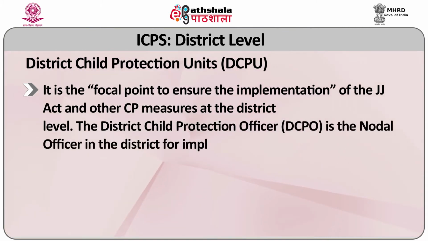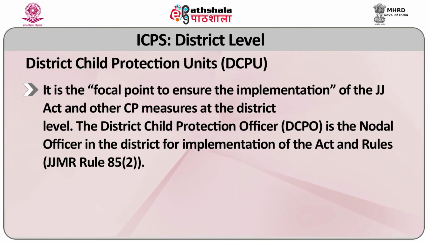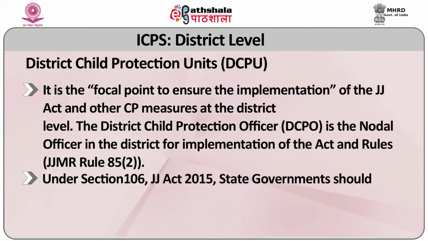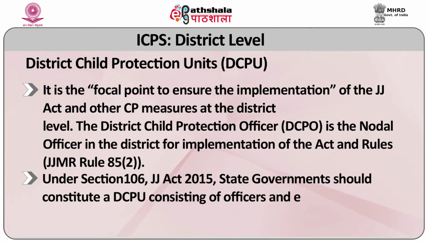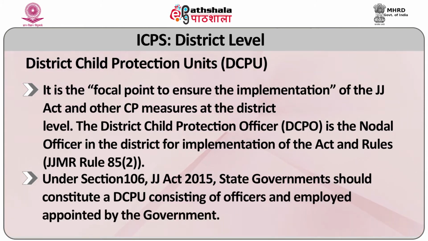The District Child Protection Officer is the nodal officer in the district for implementation of the JJ Act and the rules. Under Section 106 of the JJ Act 2015, state governments should constitute a district child protection unit consisting of officers and employees appointed by the government to take up matters relating to children with the view to ensure the implementation of this Act, including the establishment and maintenance of institutions under this Act, notification of competent authorities in relation to the children and their rehabilitation, and coordination with various official and non-official agencies concerned, and to discharge other prescribed functions. What's happening at the state level under the scheme?